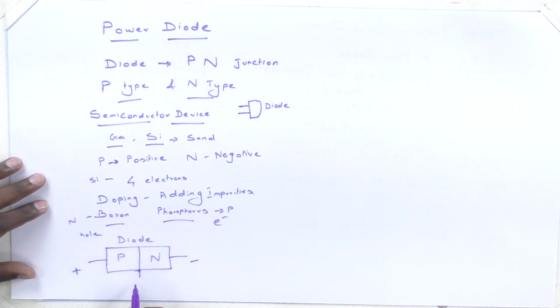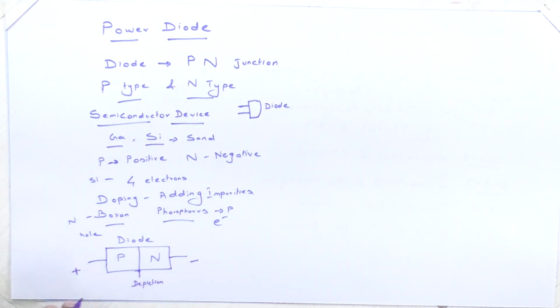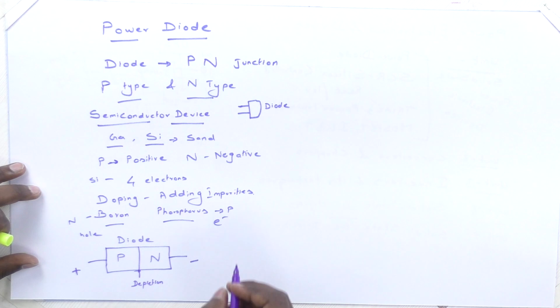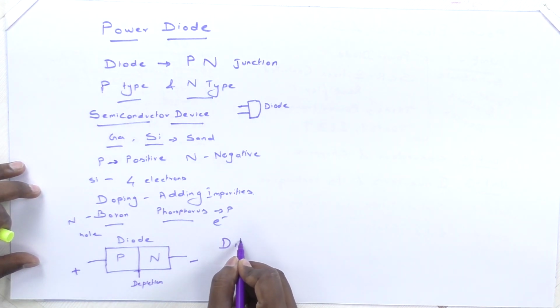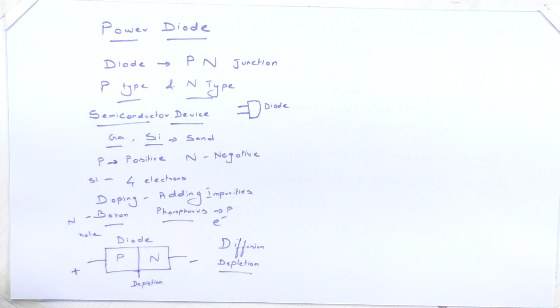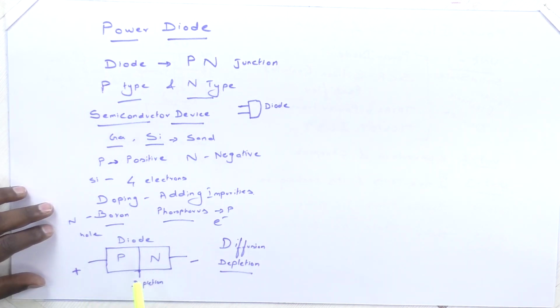So once it is joined, this is called a depletion layer, and there is a process called diffusion. So take it as homework. I'll give you the topics: diffusion, depletion. So study all these things. Unless you understand all these things, it will be hard for you. This is the basics: how this P-N junction works, how P-type, N-type, the doping, depletion and diffusion work.